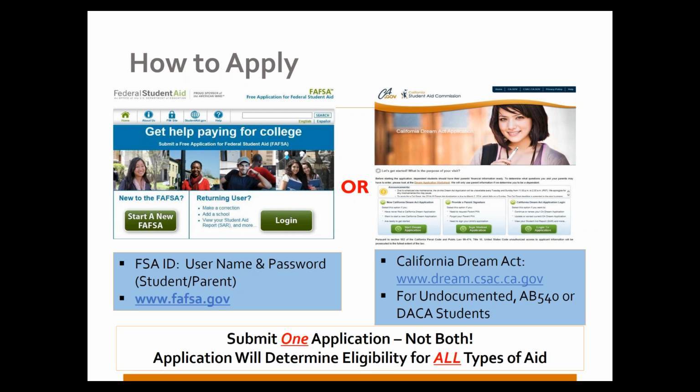AB 540 is a law that allows students who were in high school in California for the last 3 years of high school and graduated from a California high school to pay in-state tuition, meaning the same tuition that California residents pay.